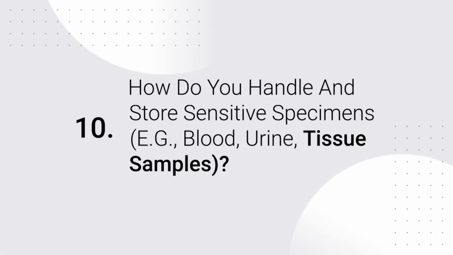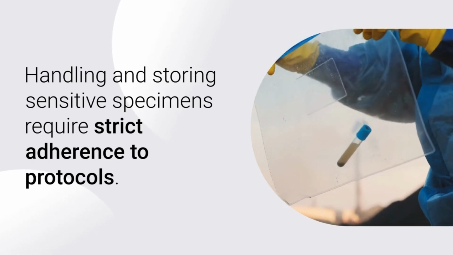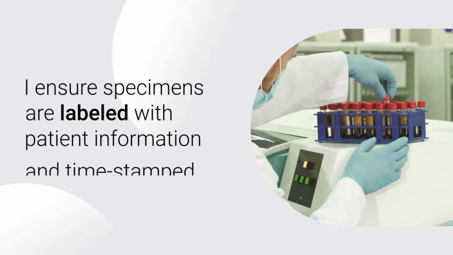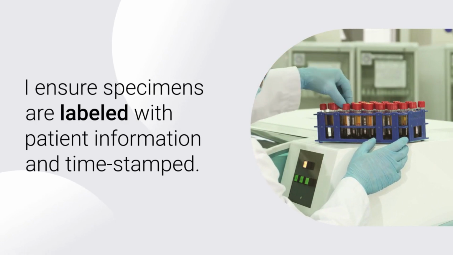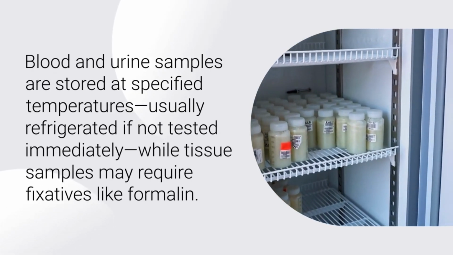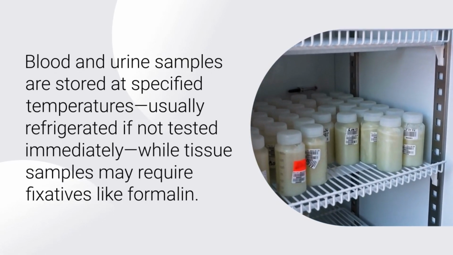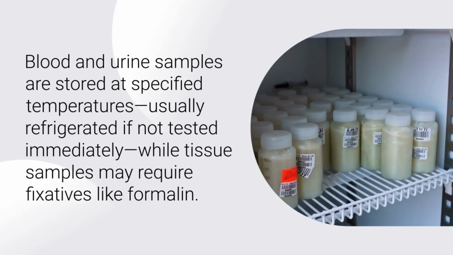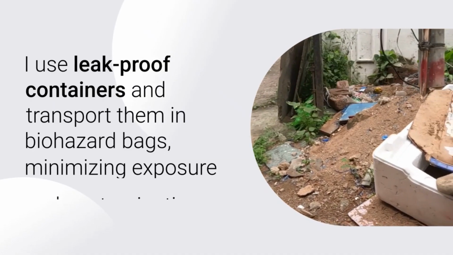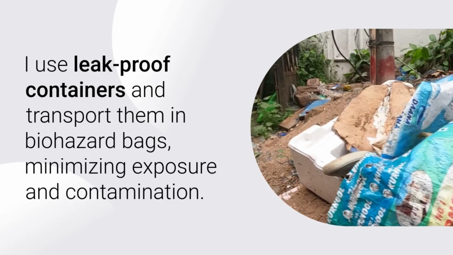10. How do you handle and store sensitive specimens, e.g., blood, urine, tissue samples? Handling and storing sensitive specimens requires strict adherence to protocols. I ensure specimens are properly labeled with patient information and time-stamped. Blood and urine samples are stored at specified temperatures, usually refrigerated if not tested immediately, while tissue samples may require fixatives like formalin. I use leak-proof containers and transport them in biohazard bags, minimizing exposure and contamination.